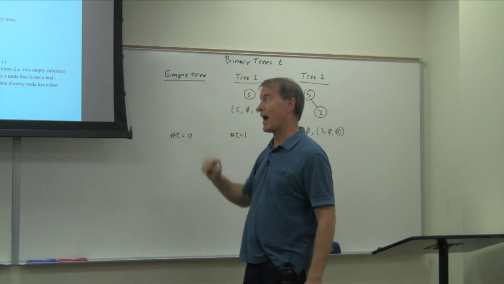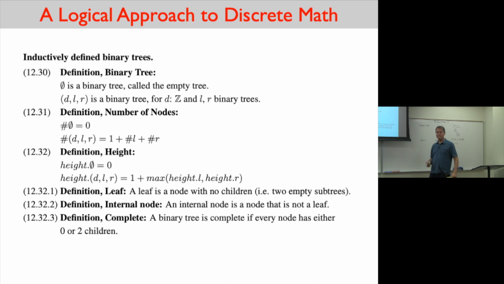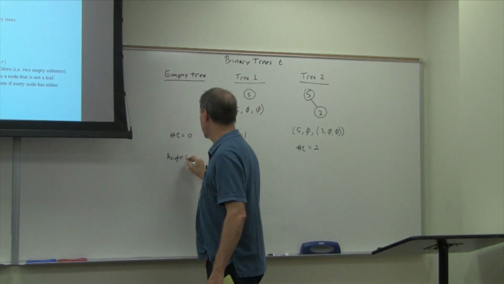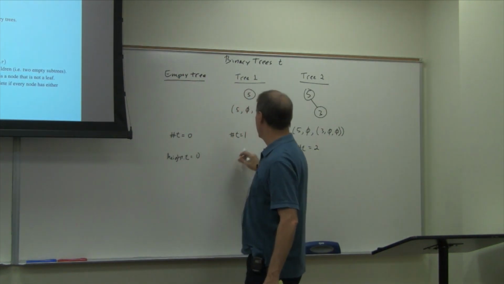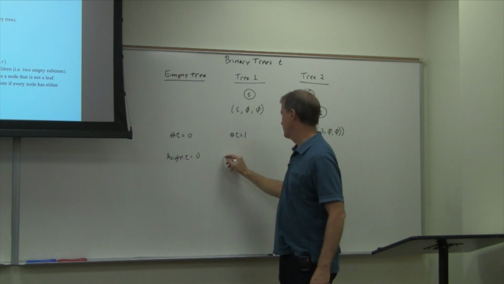Now, here's a different one, height. When you think of something, if I ask you, how high is this chair? Well, it's like this high, so you're thinking of vertical distance, right? But what is the height of a tree? The way we denote height is H-E-I-G-H-T, we spell it out. So here, by definition, what's the height of the empty tree? It's 0. And what's the height of this tree? 1.